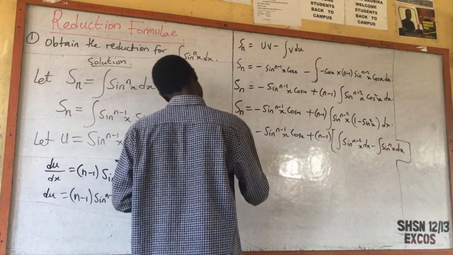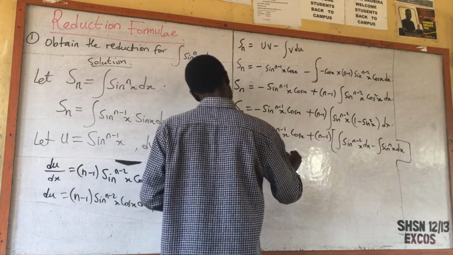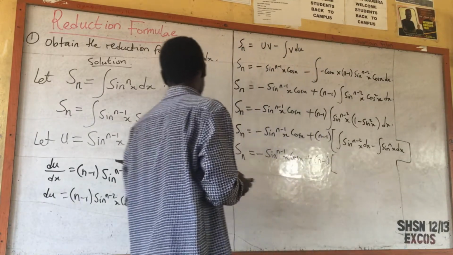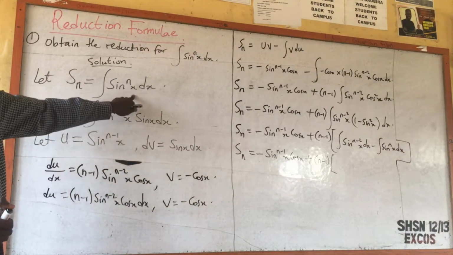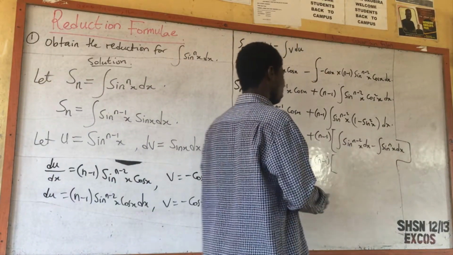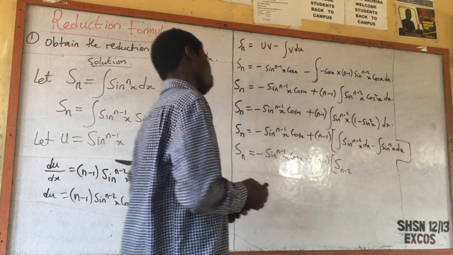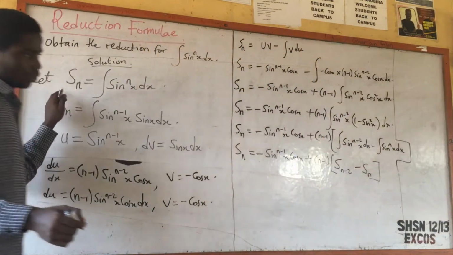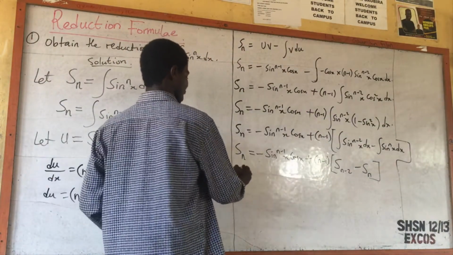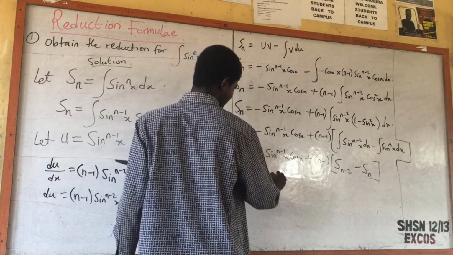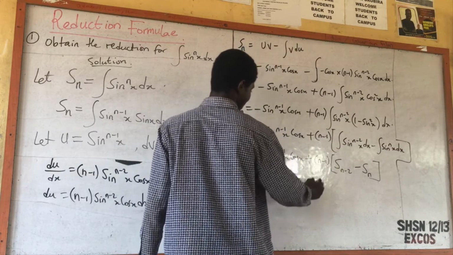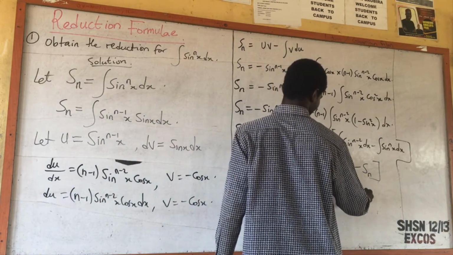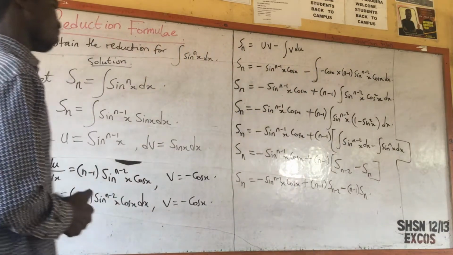So Sn will now be equal to minus sine^(n-1) x cos x plus (n minus 1) times the integral of sine^(n-2) x dx, which I will denote as S(n-2), because I call Sn the integral of sine^n x dx. Minus, this is also Sn, because that is sine^n x, the same as in the question. So Sn will now be equal to minus sine^(n-1) x cos x plus (n minus 1) S(n-2). My plus times minus is minus, so this is (n minus 1) Sn. So that is what we are going to obtain.